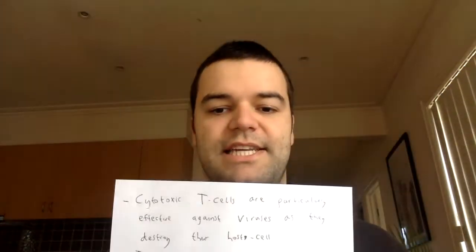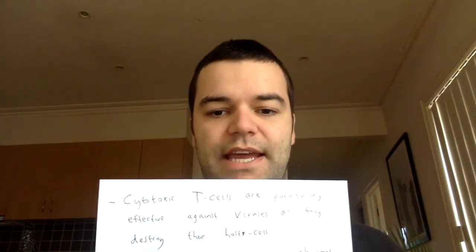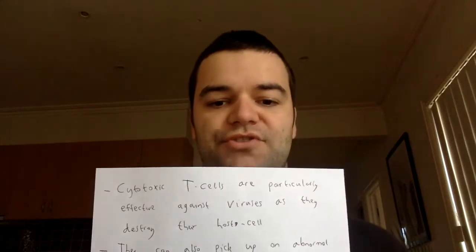So cytotoxic T cells are particularly effective in fighting against viruses, and that's because they can destroy the cell that the virus is multiplying in. You may remember, viruses cause disease by getting into a cell and then using that cell's machinery to make many, many copies of the viruses and then spreading out and infecting new cells. A cytotoxic T cell can destroy that host cell before the viruses spread out of it. So they're very effective against viruses in that way.